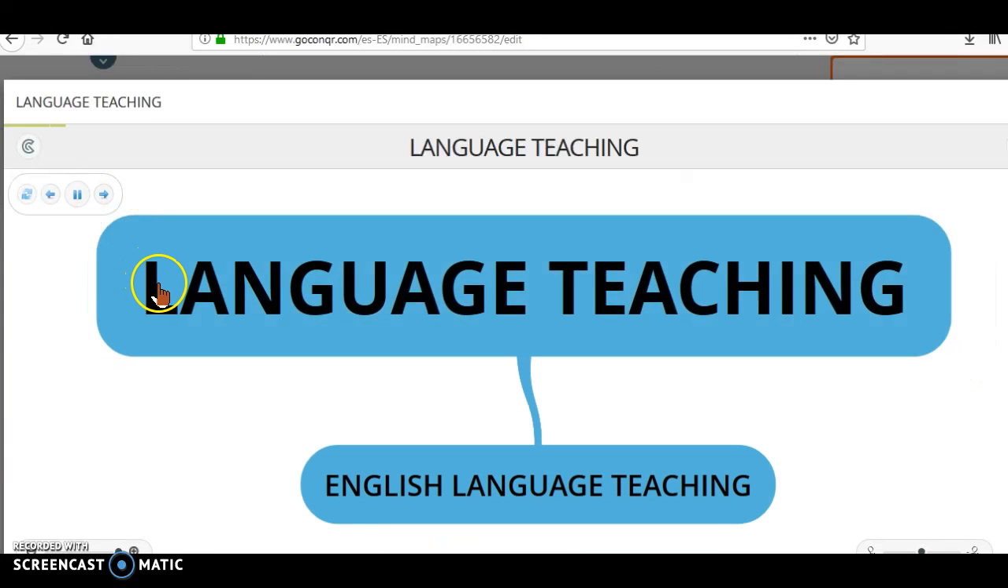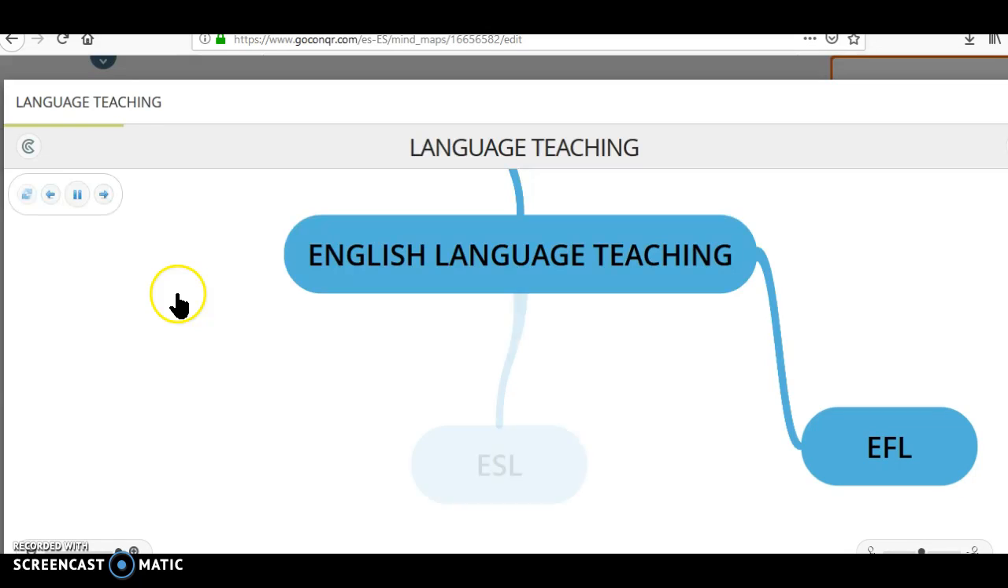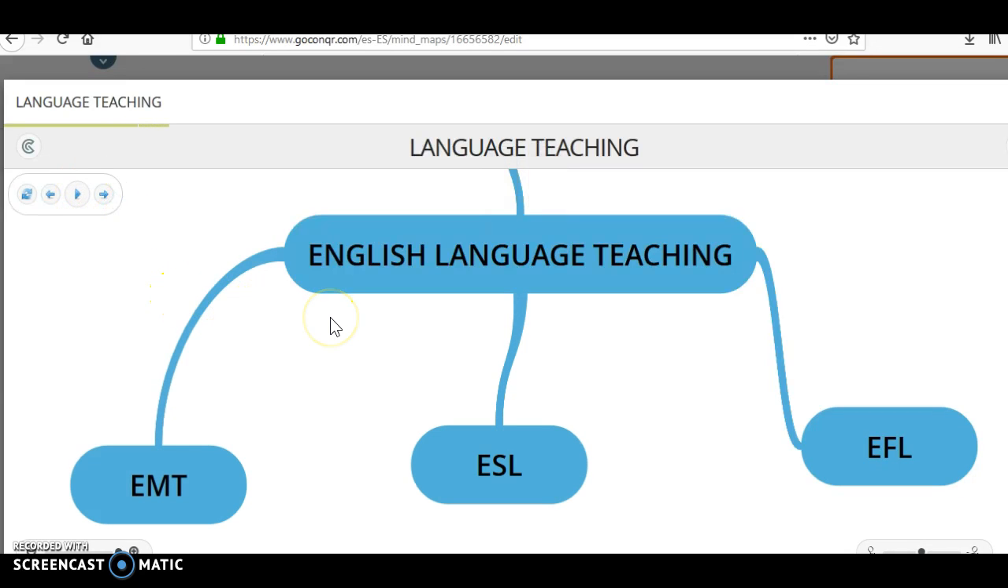Language teaching. Teachers teach English in different situations. For example, in countries where English is not the official language, it is taught as a English as a foreign language. In countries where the first language is English, students can learn English as a second language. And also, many countries have English as their native and official language.